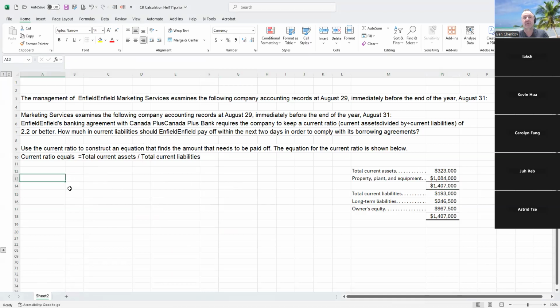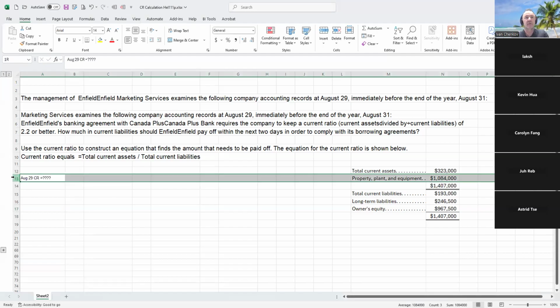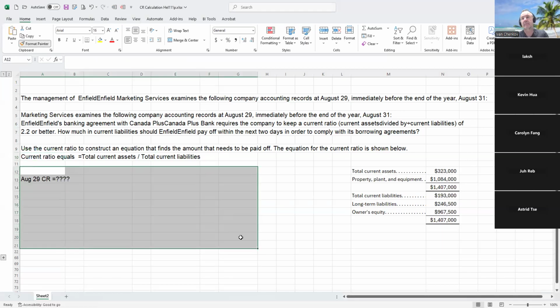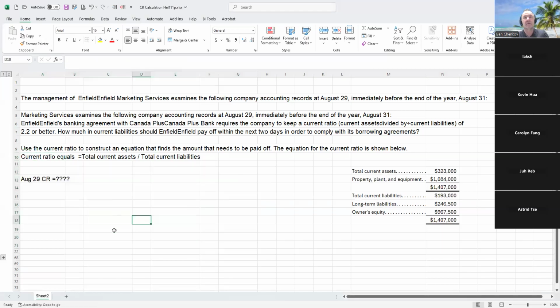achieve this. First things first, we have to find out how much the current ratio is at this moment, at August 29. How much is the current ratio? So how are we going to get the current ratio? Any suggestions? Everything that you know is going to be helpful right now.